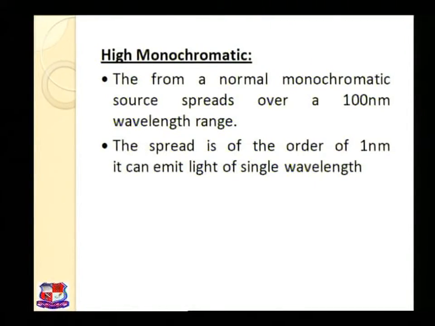It is only monochromatic. What do you mean by monochromatic? Mono means single and chromatic means color. That means it is of a single color. That means if it is green, it will be green. If it is red, it will be red.